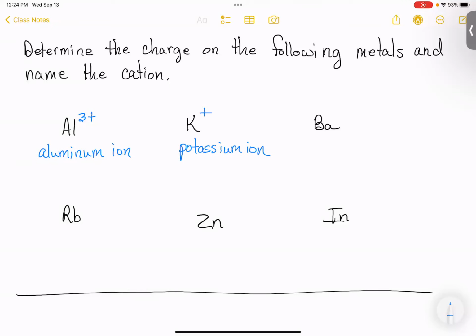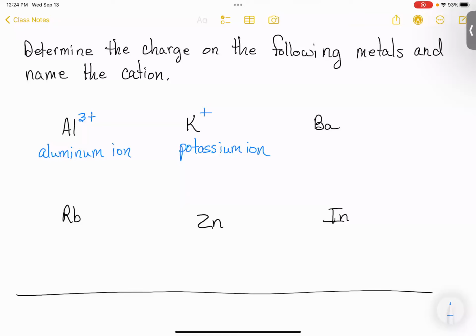So aluminum is element number 13. It is part of that stair step. It is in the 3-element step. So it has a +3 and it's called aluminum ion. Okay, potassium is a group 1 metal. Group 1s are always a +1. So it's potassium ion.